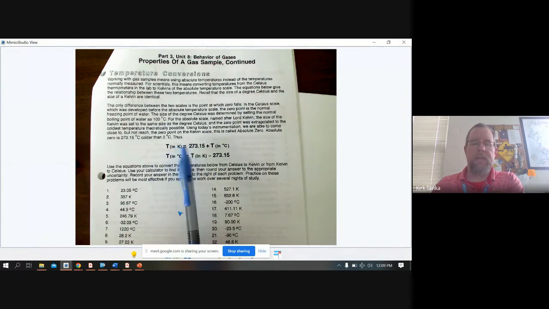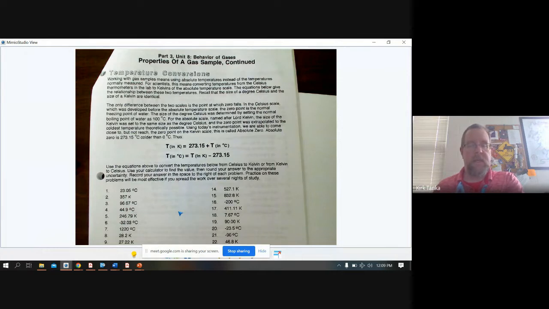Now, 1 degree in Celsius is equivalent to 1 Kelvin, so they just start in different places. 0 degrees Celsius is 273.15 Kelvin. So negative 273.15 degrees Celsius is 0 Kelvin.